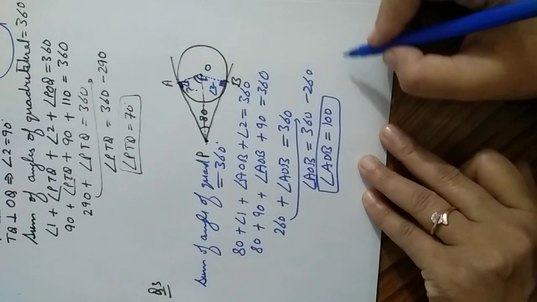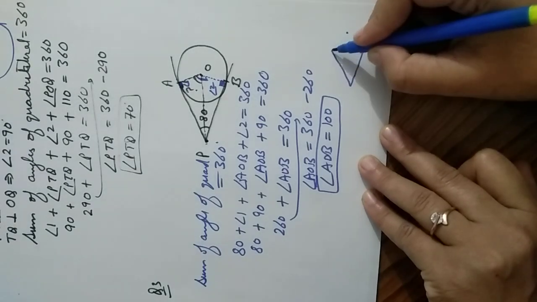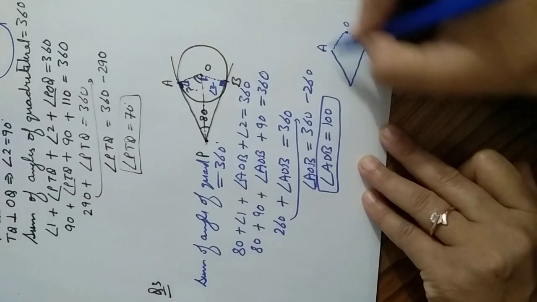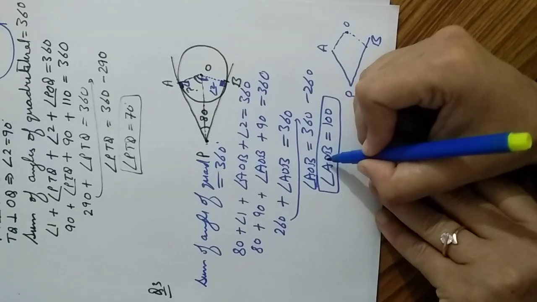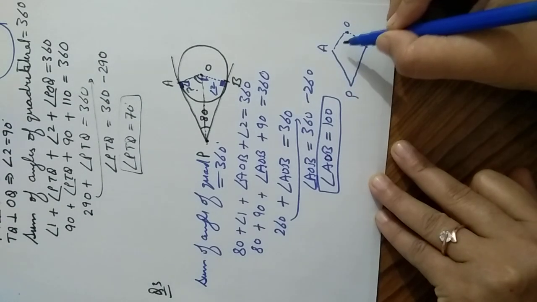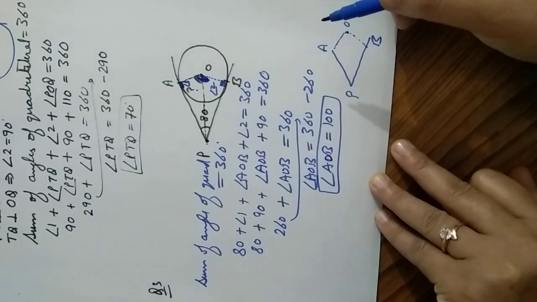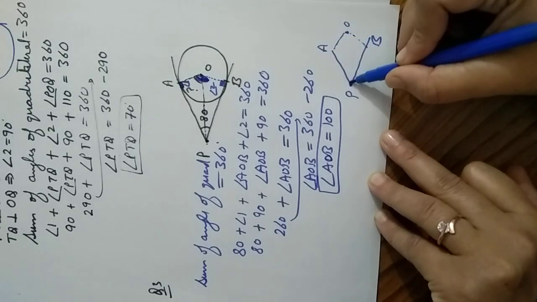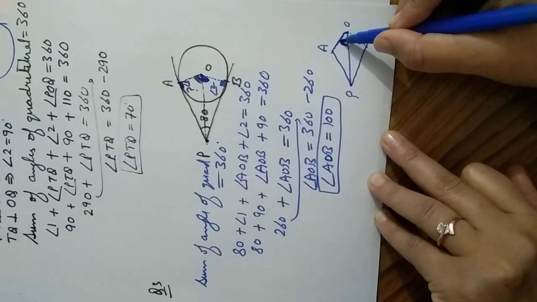Look at our figure. If I draw the figure again like this, this is my actual figure. This is point O here. This is point A. This is B and this is P. I have found the value of angle AOB, which means I have found the value of this full angle. Now according to the question, we have to find the value of angle POA. We have to find this half angle.